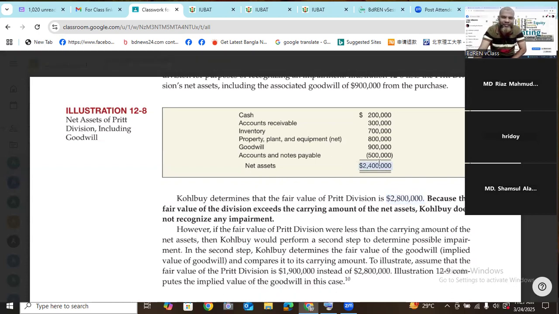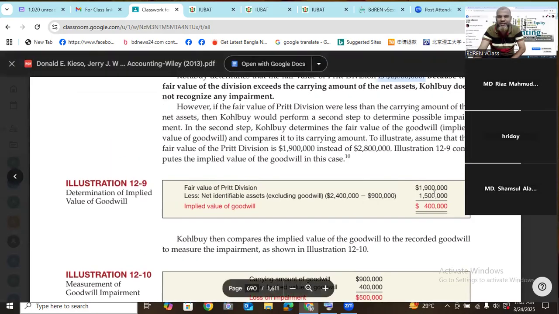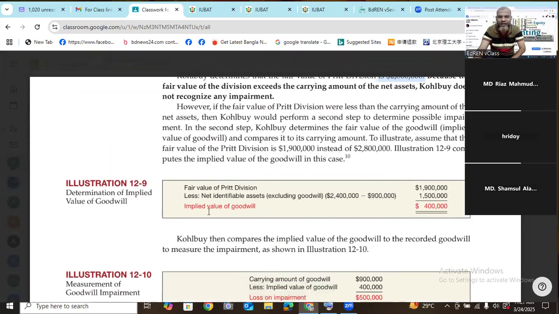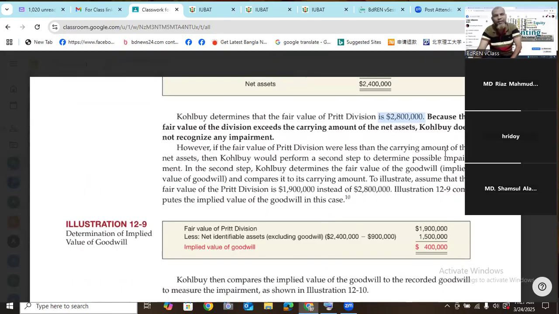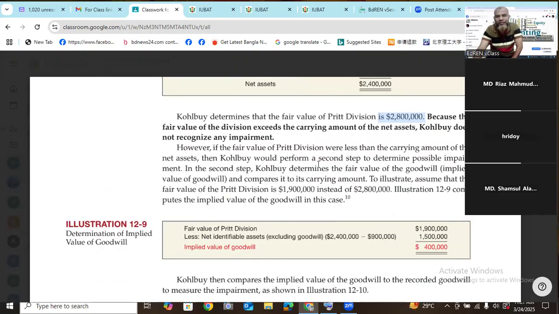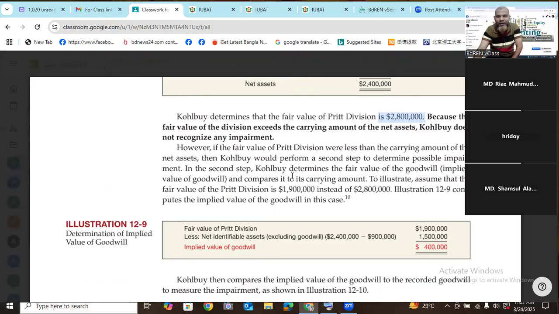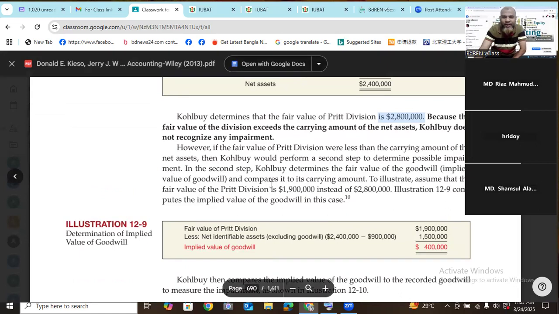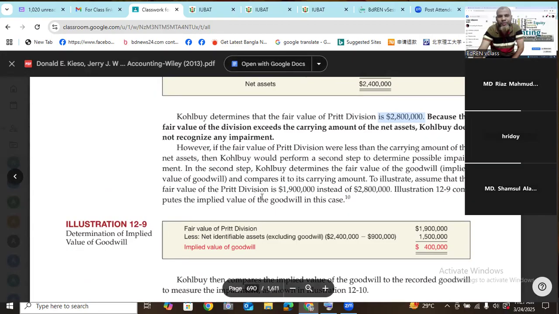Yes, sir. This is the carrying amount, and this is the fair value. And the fair value is more than the carrying amount, that's why there will be no impairment. However, if the fair value of the Preet division is less than the carrying amount of the net assets, then Kolbai would perform the second step to determine possible impairment. In the second step, Kolbai determines the fair value of goodwill and compares it to its carrying amount. To illustrate, assume that the fair value of the Preet division is 19 lakh.